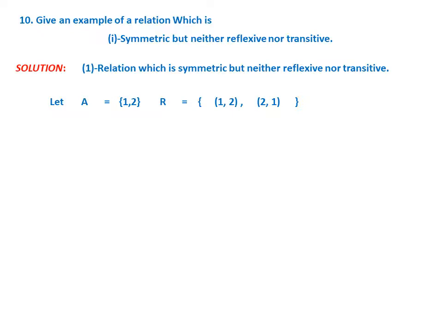It is not transitive also, because (1, 2) and (2, 1) are there, but (1, 1) is not there. So this is the example. Then definitely R is symmetric but neither reflexive nor transitive. I am just giving an example. This is the first one.